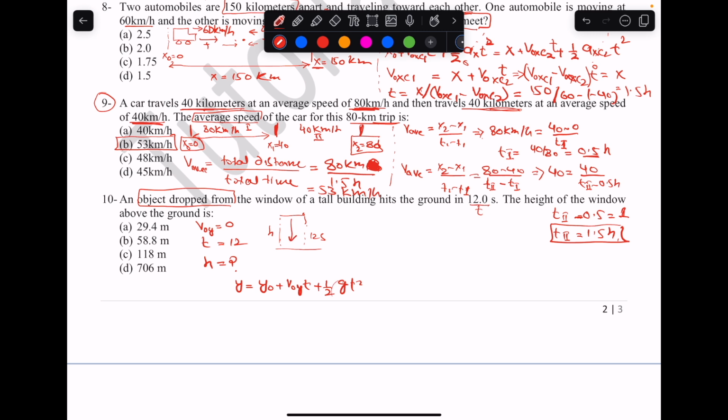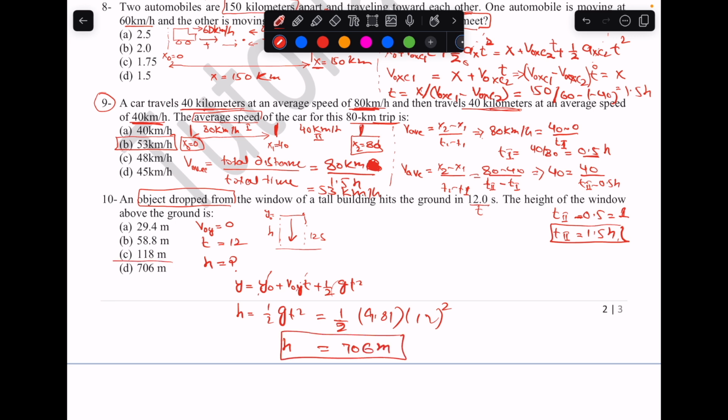Okay, so y naught is this point. We start from here, it's 0, so this will become y, this will become your height h. Then v naught y is 0, so you are left with 1/2 g t squared. So 1/2 times 9.81 times t, which is 12 seconds, squared, and you will get the answer h, your height, which is 706 meters. So this is your answer.